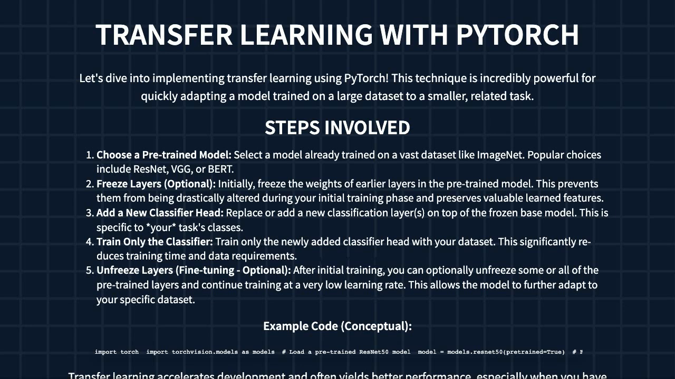We usually start by freezing most of the initial layers in the pre-trained model. This keeps those foundational features intact. Then we add a new layer or two on top, a classifier specifically designed for our problem, and train just that part of the network. Sometimes, after getting things going, you can unfreeze some of the earlier layers and fine-tune them at a really low learning rate to get even better results. It's like giving your model a head start.